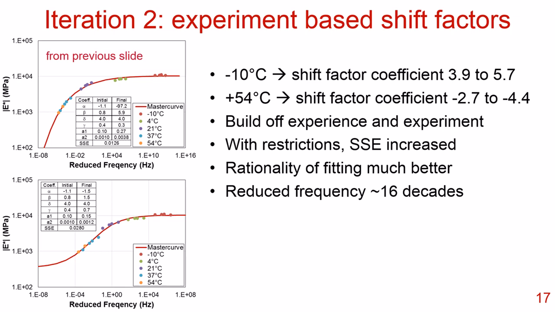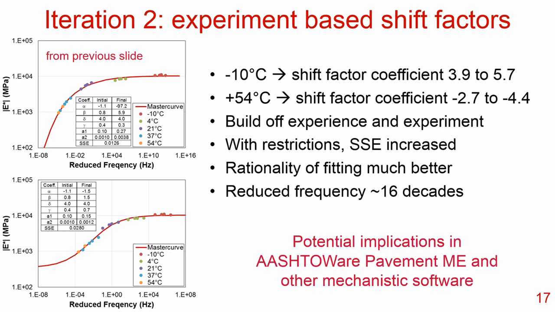So you can see that our initial guess values remain the same, but we added that barrier of the shift factor coefficient at -10 and at +54. And by adding that barrier, we were able to get a much, much better looking curve, even with a slightly higher SSE. And this has potential implications in the AASHTO Pavement ME and the other mechanistic software. So these are inputs for our modeling in order to model pavement performance over time. So it's very important that we have good master curves that represent the data that we're trying to get.